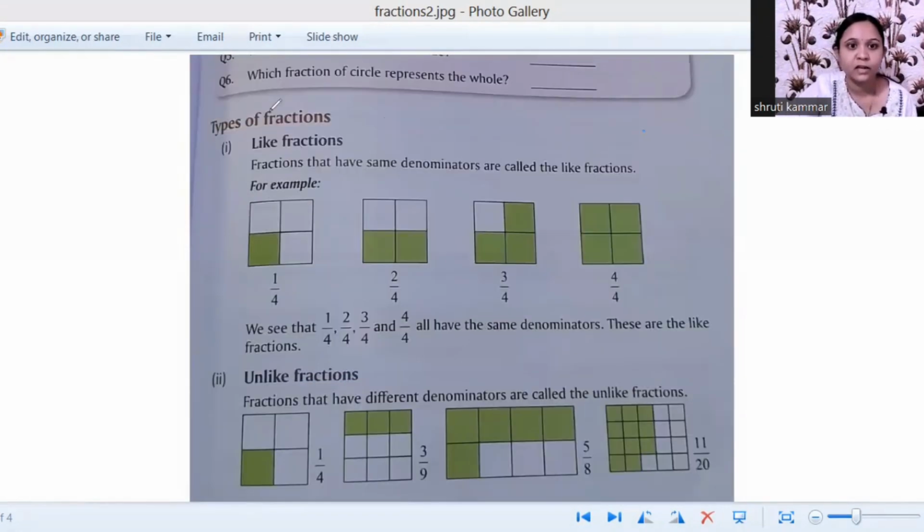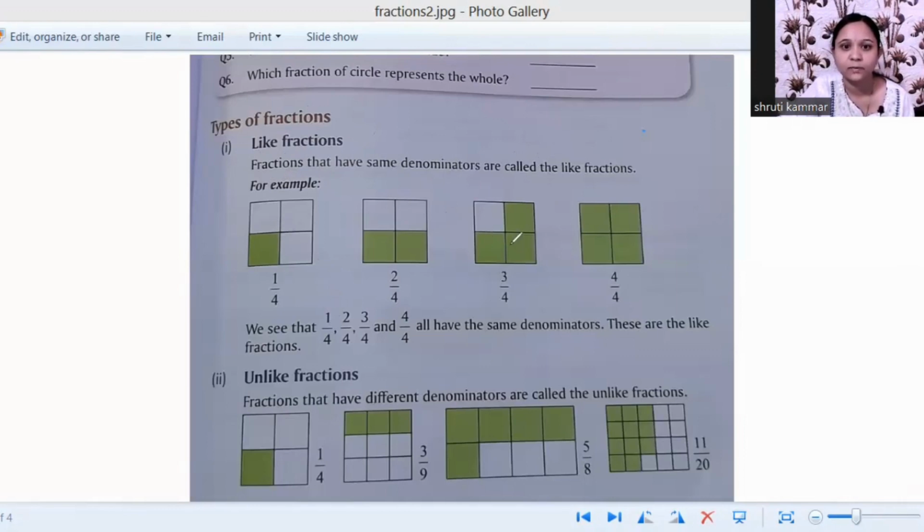Now we will see types of fractions. What are the types of fractions? Like fractions, unlike fractions, unit fractions, proper fractions, improper fractions, equivalent fractions and mixed numbers. First, we will see like fractions. Fractions that have the same denominators are called like fractions.